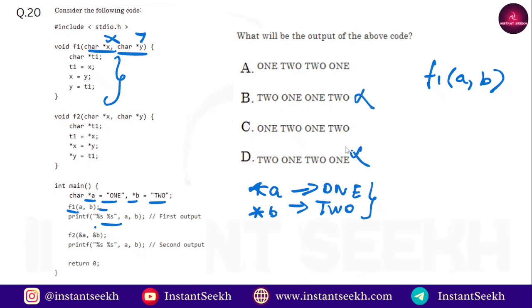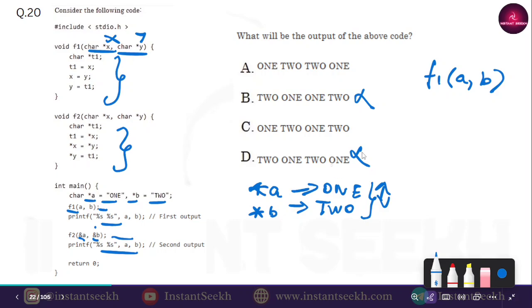These and these are wrong ones. Let's see the second function, f2. In f2, again we are passing a reference, so any change in this will affect the original value. Again we are doing a swap. So A becomes 2, and B becomes 1. If we now print this particular statement, the output should be 2 and 1.